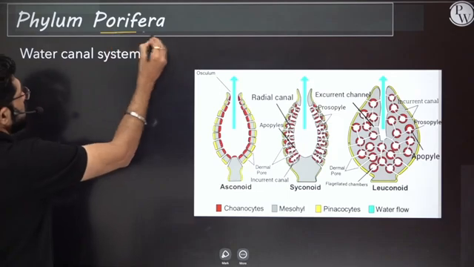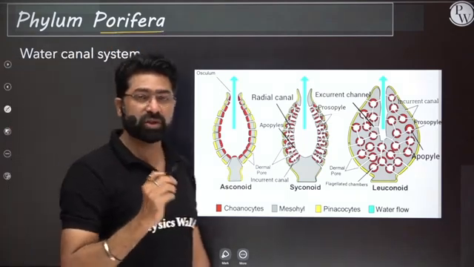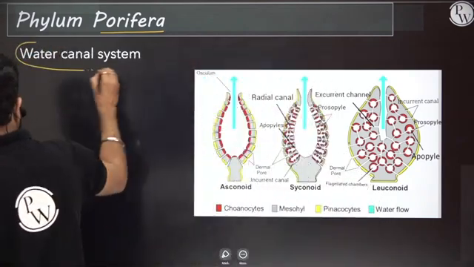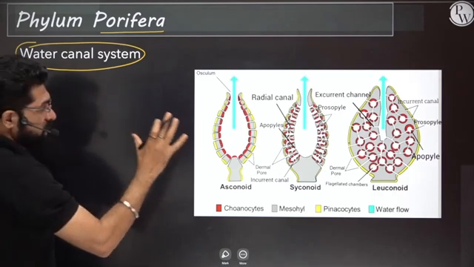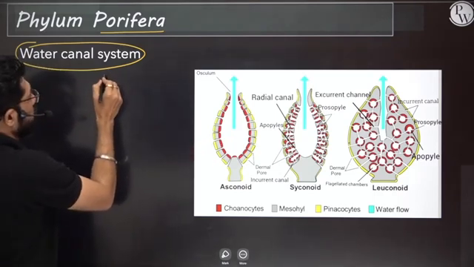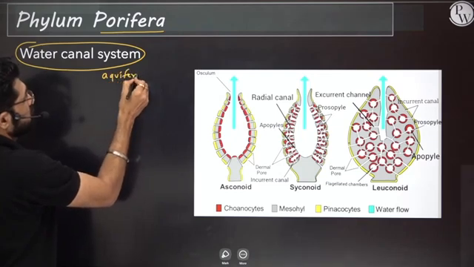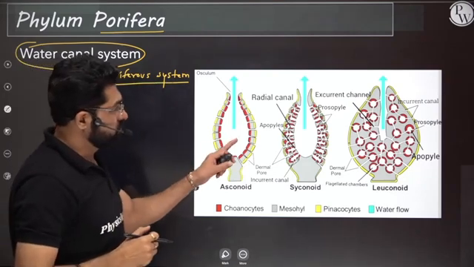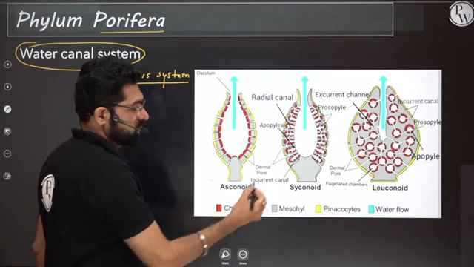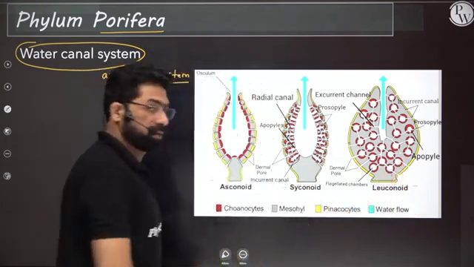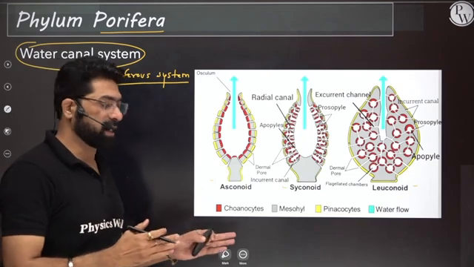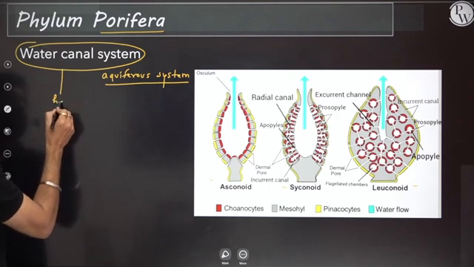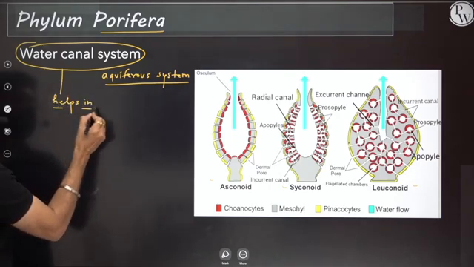Now, the water canal system is a very important characteristic feature of sponges. It is also called the aquiferous system. The water canal system is of three types: Ascon type, Sycon type and Leucon type. The water canal system helps in food gathering.